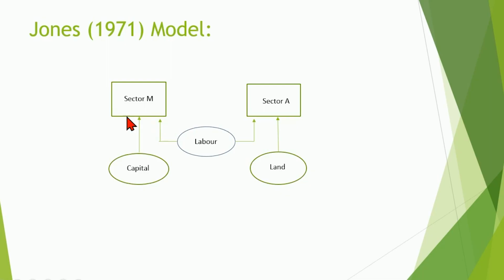Next, we consider the Jones 1971 model. Here we again consider two sectors, manufacturing sector and agricultural sector. Now, there are three factors of production in this model. Capital is specific to the manufacturing sector, whereas land is specific to the agricultural sector. The labor factor is mobile between both the manufacturing sector and the agricultural sector. So, in this model, we have two specific factors and one mobile factor.